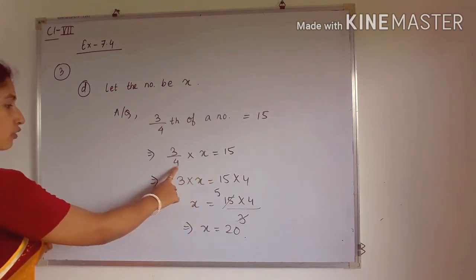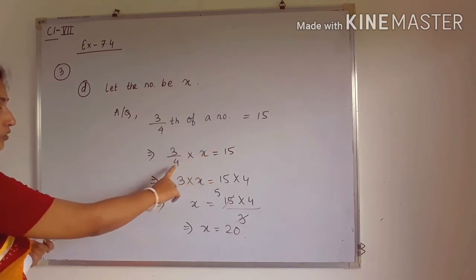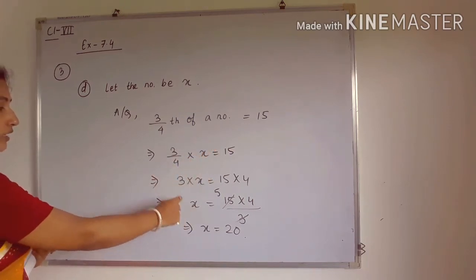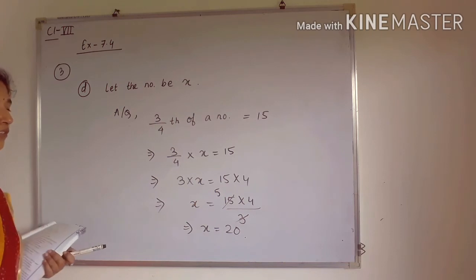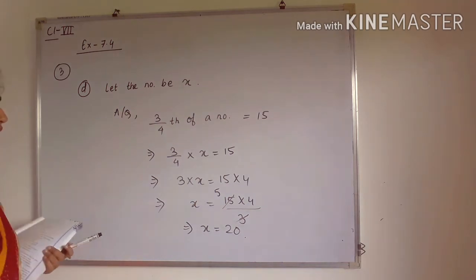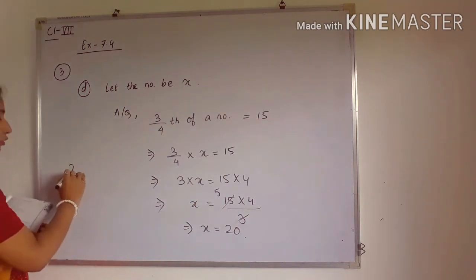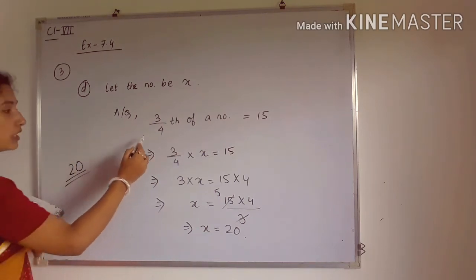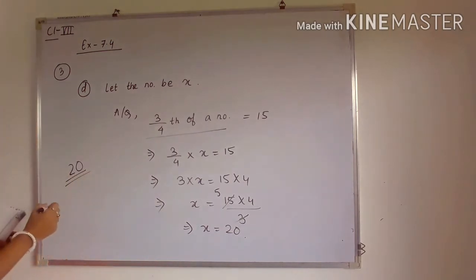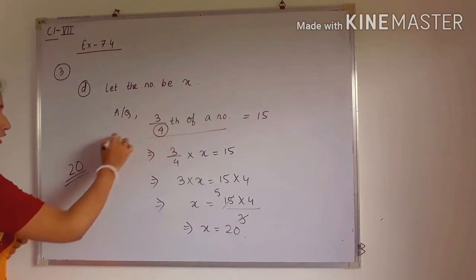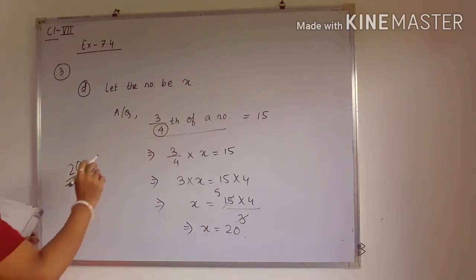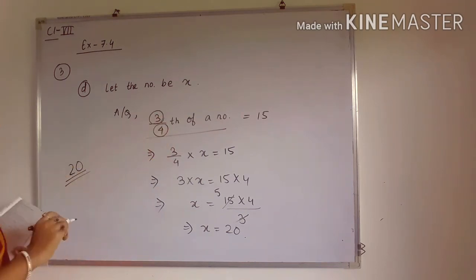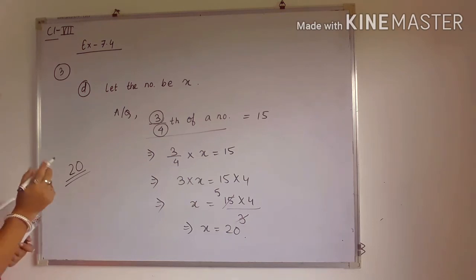Okay, so 4 will be multiplied on that side because 4 is divided here. Next we will transpose 3 to that side, it will get divided. So the final answer will be 20. That means if you divide 20 into 4 equal parts, and you are taking 3 parts of it, then the value will be what? 15. Okay, I think you got it.